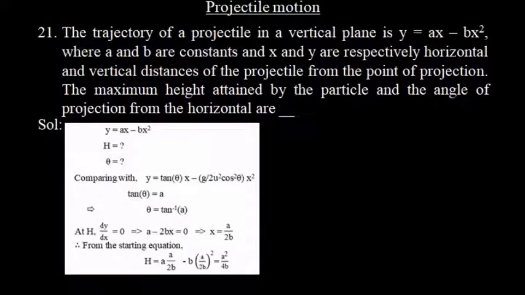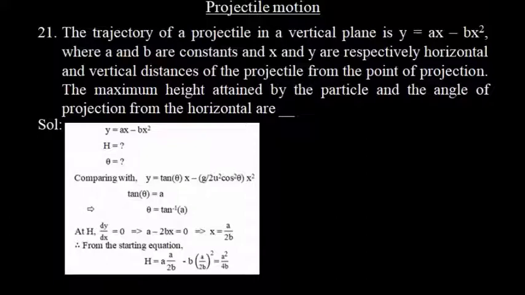Good morning, students. In today's class, we are going to see some more problems in projectile motion. Next one. The trajectory of a projectile in a vertical plane is y is equal to ax minus bx square, where a and b are constants and x and y are respectively horizontal and vertical distances of the projectile from the point of projection. The maximum height attained by the particle and the angle of projection from the horizontal are?